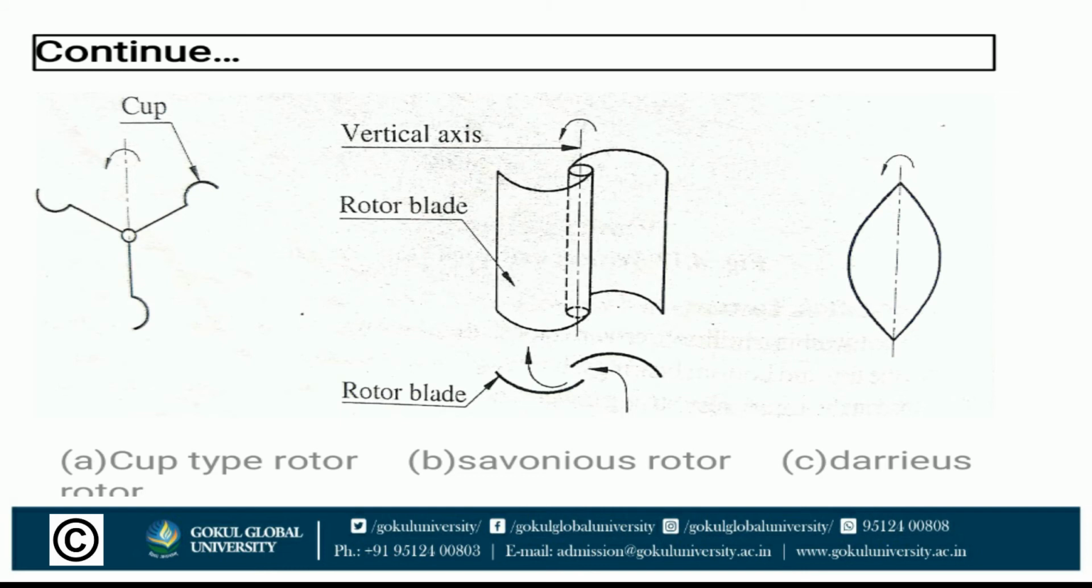Starting from the first one, cup type rotor. It is the simplest structure, attached symmetrically to a vertical shaft. The drag force on the concave surface of the cup facing the wind is more than that on the convex surface. As a result, the structure starts rotating. Lift also plays a small part. The cups crossing the wind experience a small lift because their convex surface deflects the wind and causes pressure reduction.